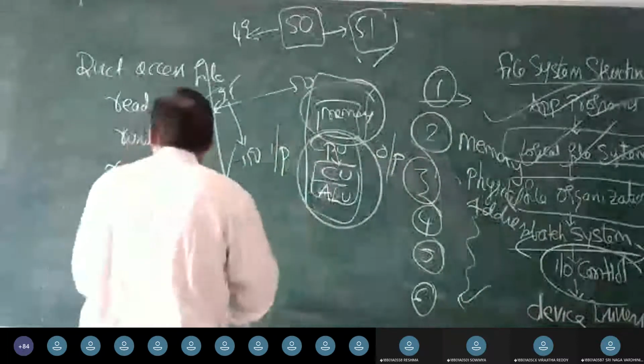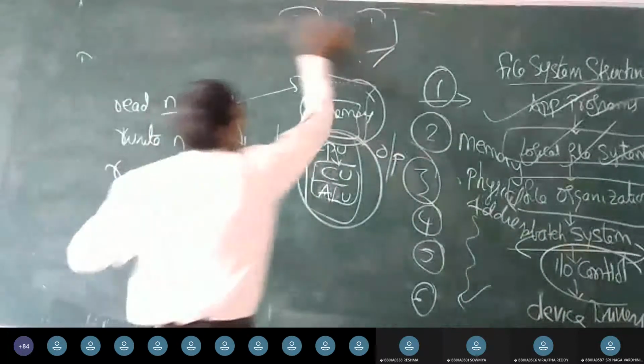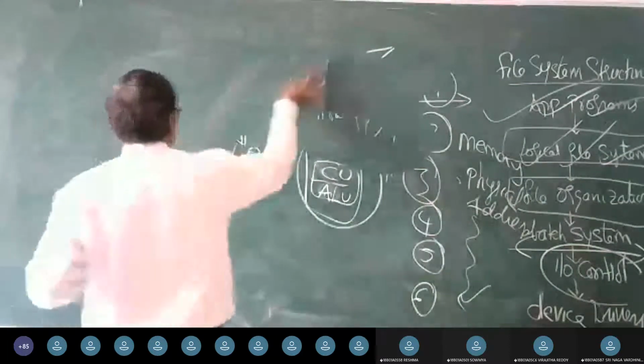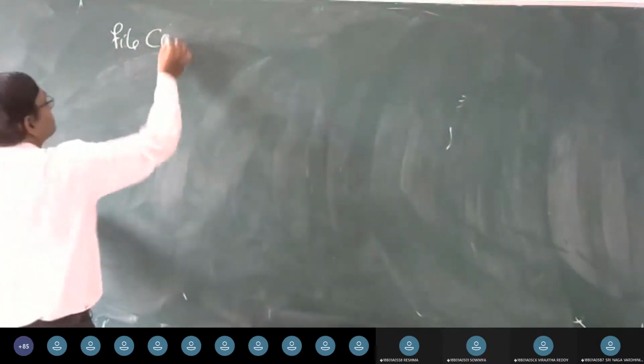So after this, the next point will be the file control block.